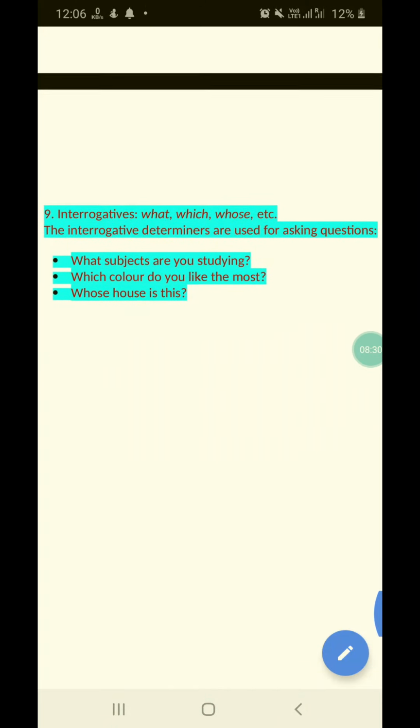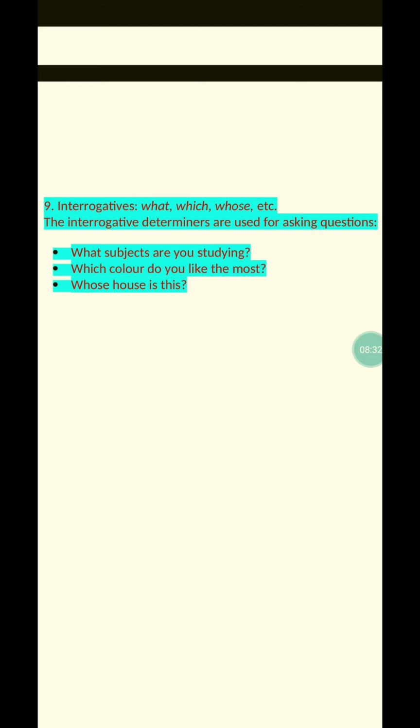Next and the last point, that is interrogatives. That is what, which, whose, etc. The interrogative determiners are used for making or asking questions. What subjects are you studying? So again children, if you will notice, you will find that the words follow a noun. Henceforth, interrogative is also a determiner.